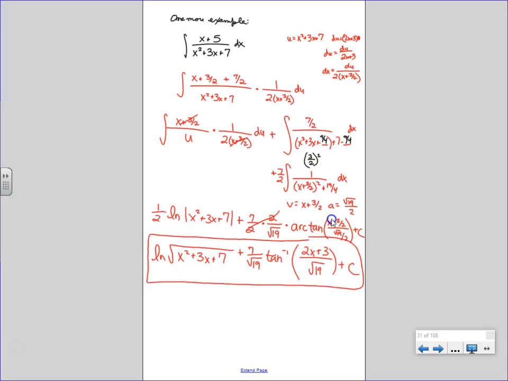Sound good? Why was it so complicated? Why was there a U and a V? Why did we have to split it up? This x plus 5 did not perfectly work with our du. It's still off by a constant. I just needed to go ahead and split 5 up into the piece I needed and the piece I didn't. Then I split that up into, hey, sweet, he's du.